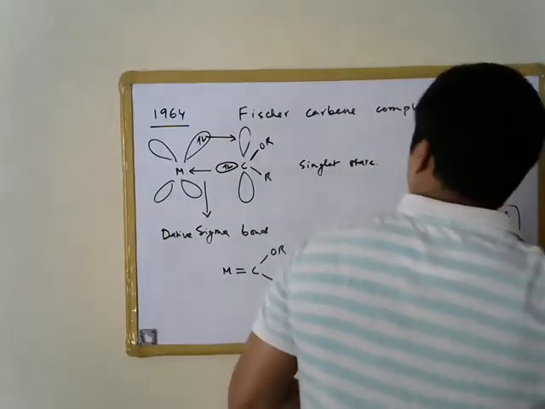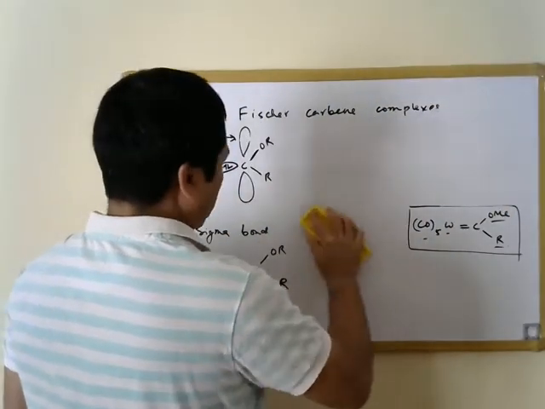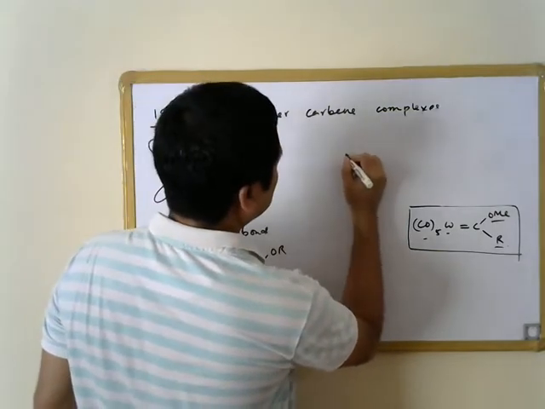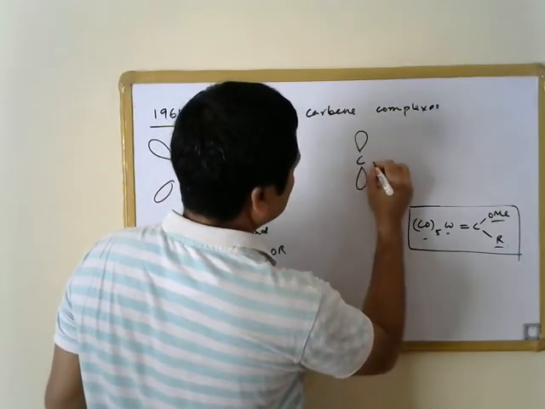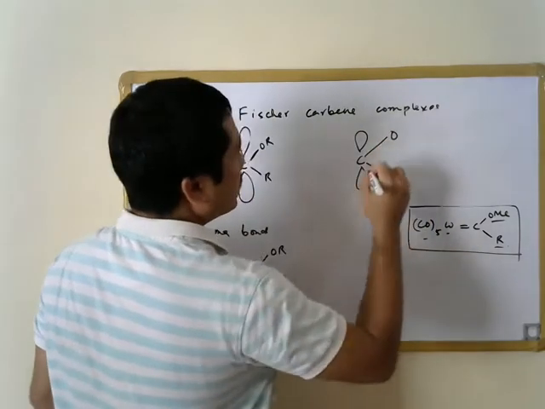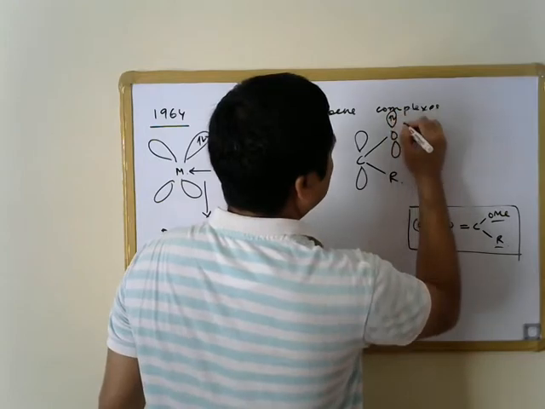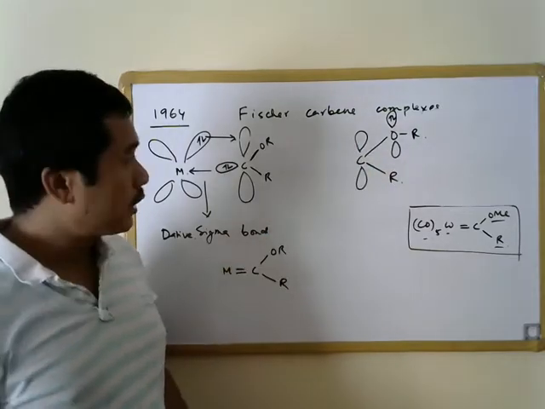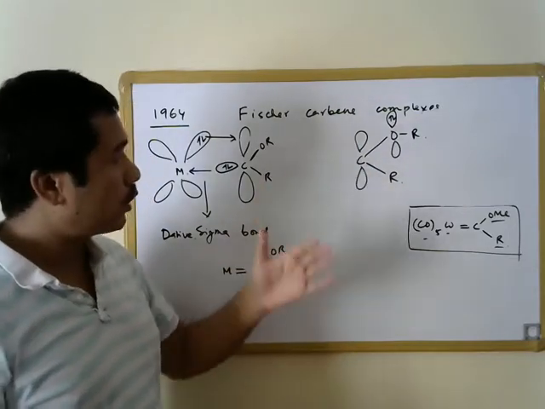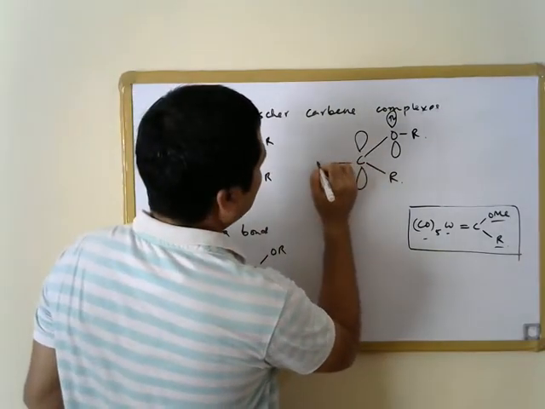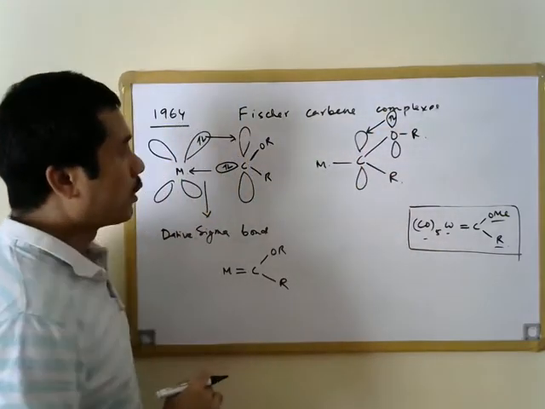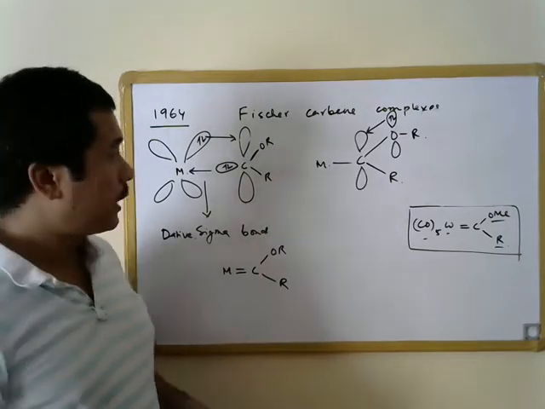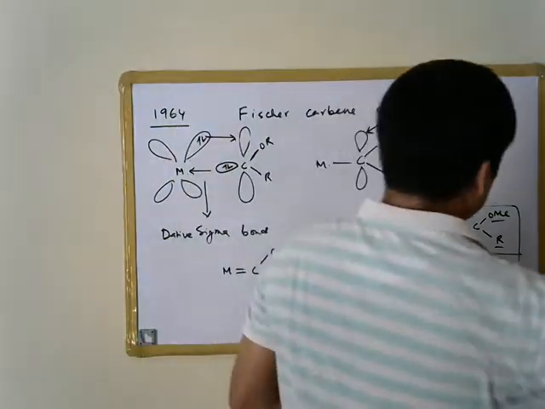Now we can write another resonance form of these carbene complexes, and that is possible because the oxygen atom here has filled p orbitals that are not used for bonding. So these are lone pairs of electrons on the oxygen atom, and these electrons can also be donated to the empty p orbital on the carbene carbon atom, and this also leads to formation of a carbon to oxygen double bond, and therefore we can write another resonance form for these metal carbene complexes.